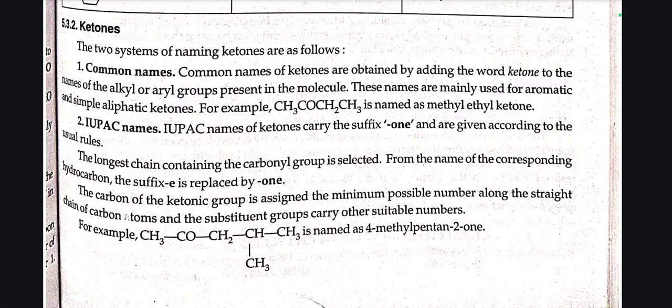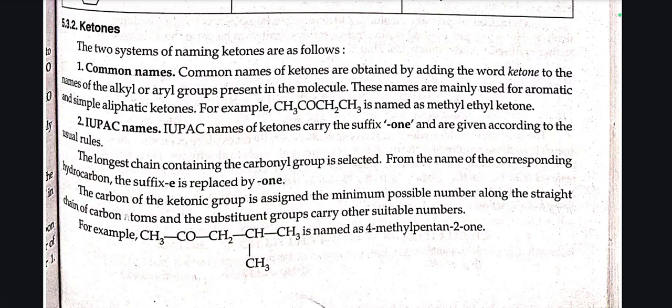Second is IUPAC names. IUPAC names of ketones carry the suffix "one" and are given according to the usual rules. The longest chain containing the carbonyl group is selected from the name of the corresponding hydrocarbon. The suffix "e" is replaced by "one." The carbon of the ketonic group is assigned the minimum possible number along the straight chain of carbon atoms and the substituent groups carry other suitable numbers.